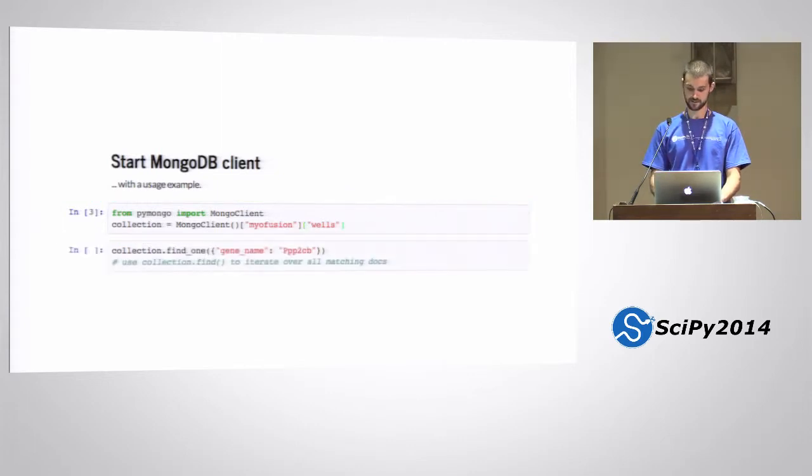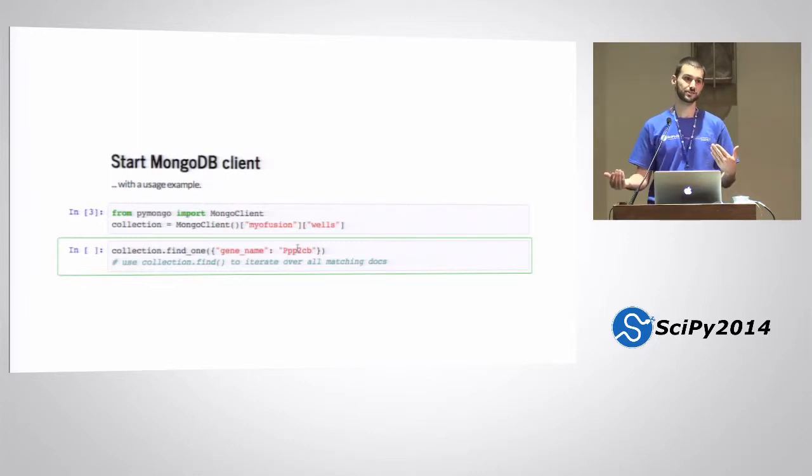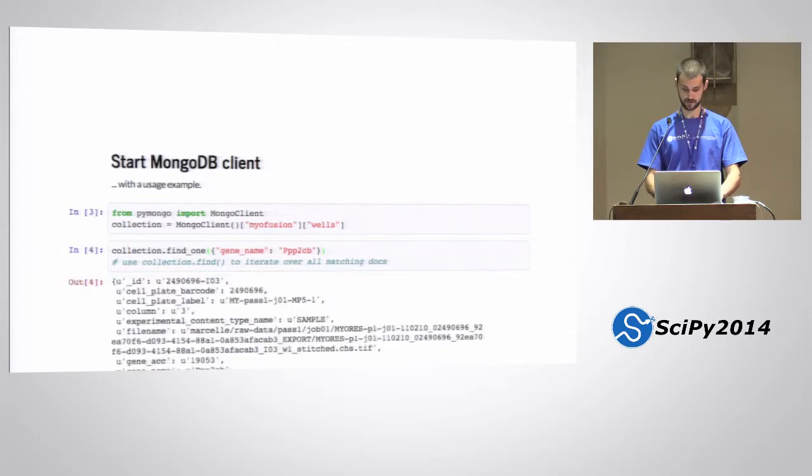Okay, and then let's just say I want to find this particular gene. I just say collection.find_one, and then I pass it a dictionary, gene name, this. And you can actually put as many keys into this dictionary as you want to match more and more precisely what it is that you want. And this, by the way, will always return the first hit, even if there's multiple hits. So that's a nice way to go about it.